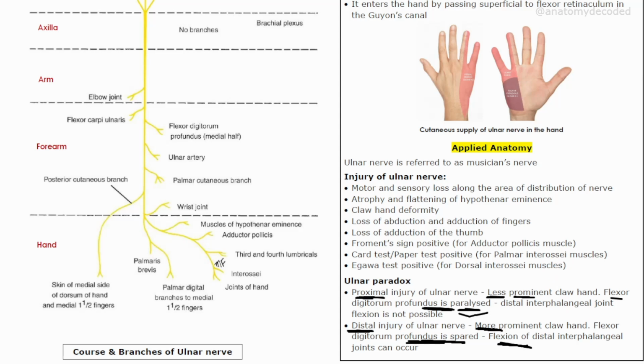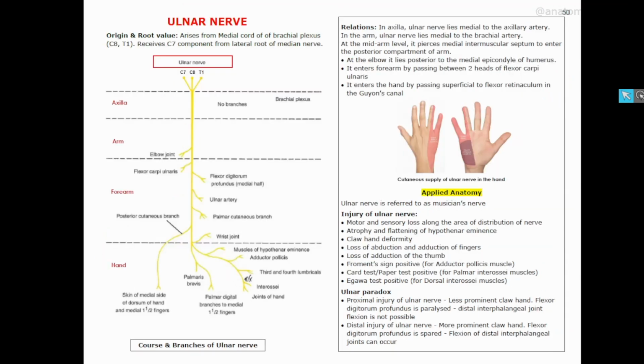So this was about the ulnar nerve. Let's quickly recap what we have learned in this session. We started with the root value of the ulnar nerve, that is C7, C8 and T1, and it arises from the medial cord of the brachial plexus. In the axilla it doesn't give any branch. In the arm it just gives a branch to the elbow joint. And in the forearm, it gives branches to the flexor carpi ulnaris muscle and the medial half of flexor digitorum profundus muscle. And the cutaneous branches are given here, palmar cutaneous and the posterior cutaneous branches.